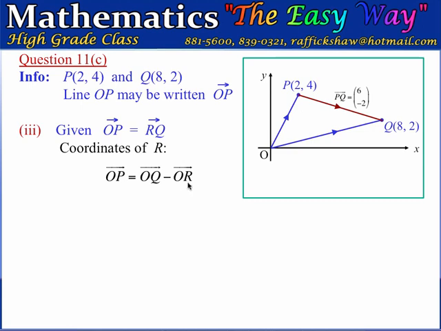Once we have the position vector of R, we can write the coordinates of the point R. And so to make OR the subject, we're going to take this negative OR onto this side, and it will become positive OR. And then we're going to take this OP onto this side, and it will become negative OP. So let's show that. And this is it. OR becomes equal to OQ minus OP.